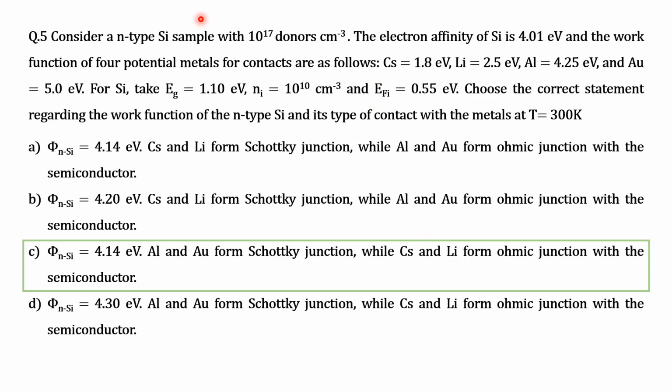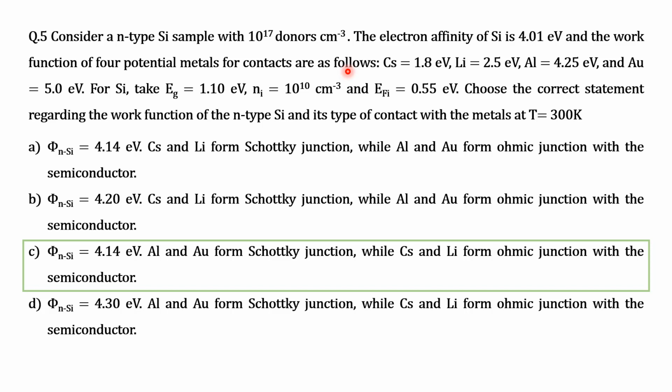So as a recap, I would say first here the n value is given, electron affinity is given, and work functions for four metals are given. So basically we have an n-type silicon sample and four metal contacts, and we have to find out whether these are Schottky or ohmic junctions. How do we do that? We have to compare the phi value of these metals with the phi value of the n-type silicon sample. To find the n-type phi value, we have to use the n value and the ni value, and use the equation EFn minus EFi is equal to kB T ln n by ni.